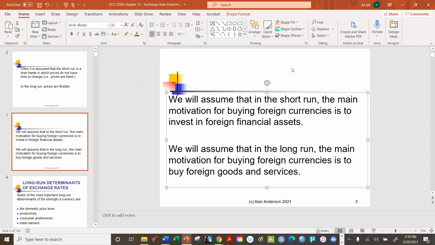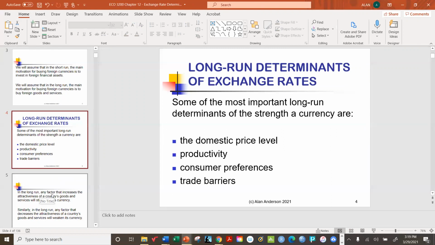And that's a key detail. So we're actually going to start with the long run first. It's a little bit easier to explain it. So let's start there by looking at some of the most important factors that determine exchange rates in the long run. And here's some of them.